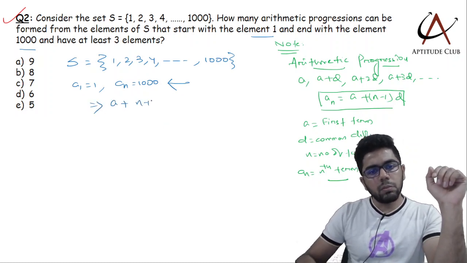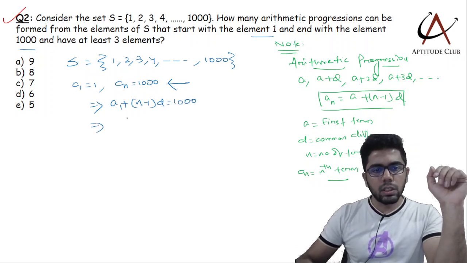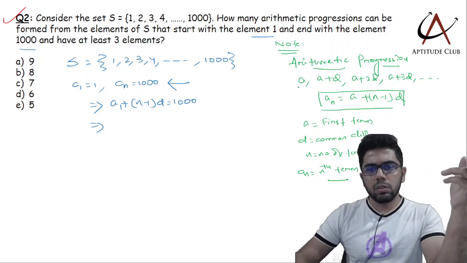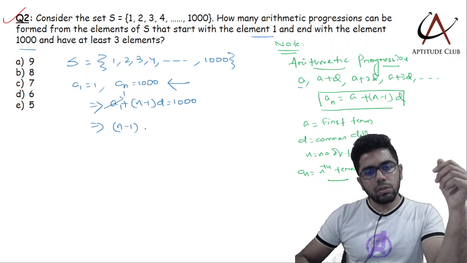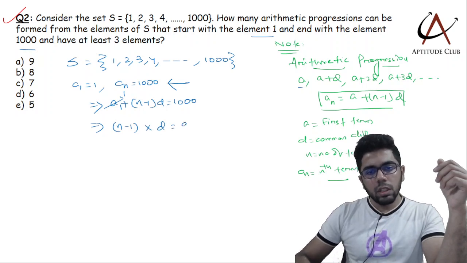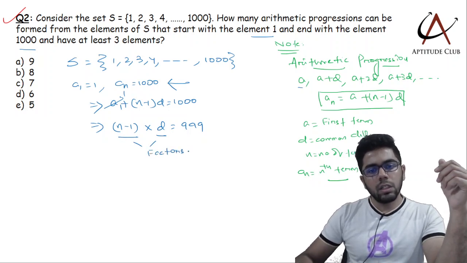This is a plus n minus 1 into d. This is 1000. Now because it is a or a1, write it as a1, because it's the first term. a1 is 1. So I get n minus 1 into d is equal to 999. So this n minus 1 and d, I can call it as factors of 999.